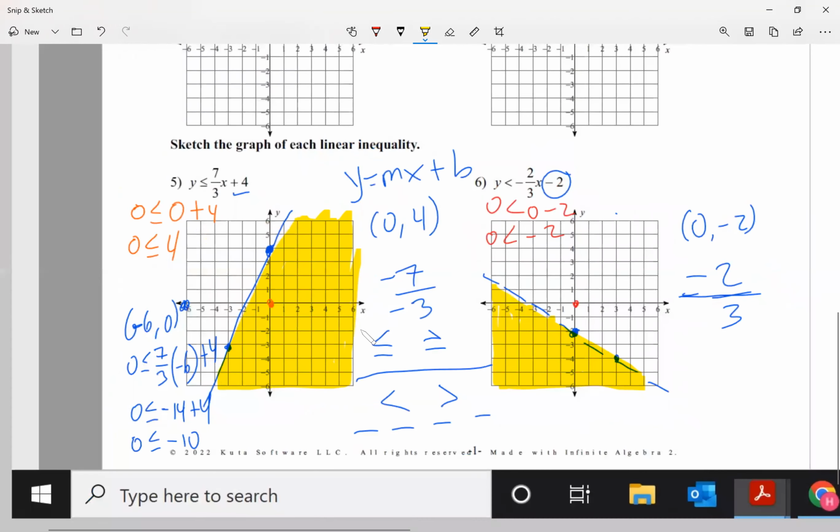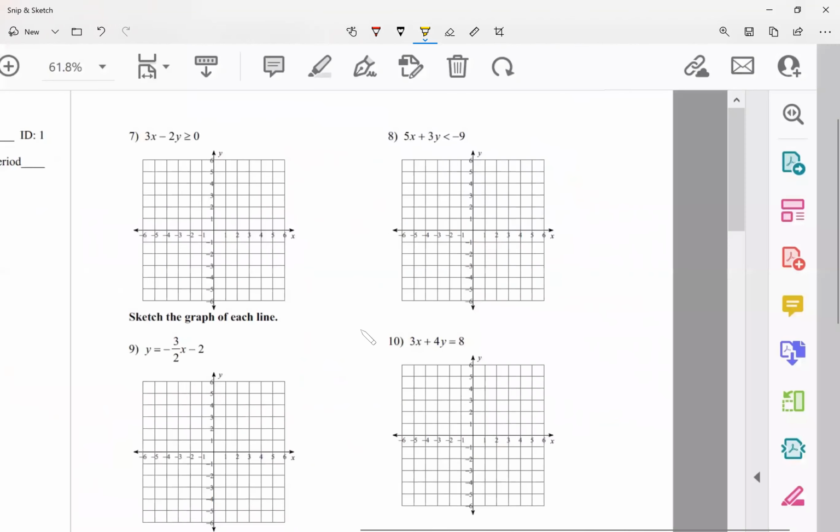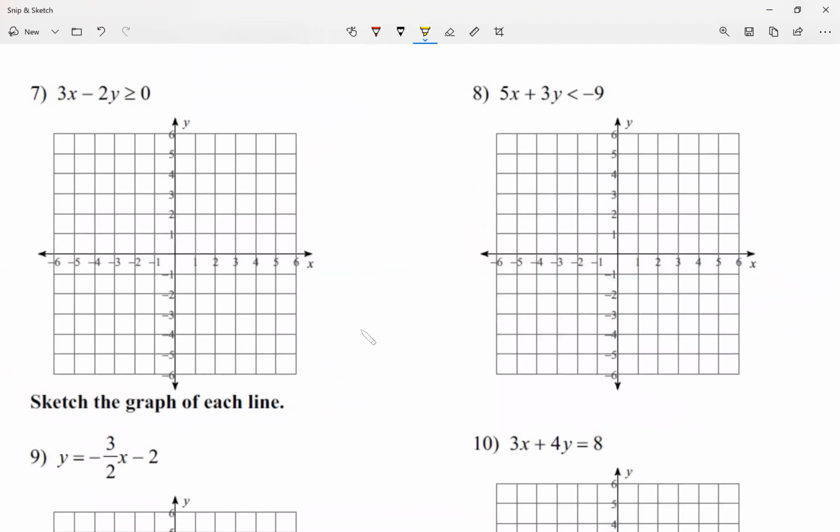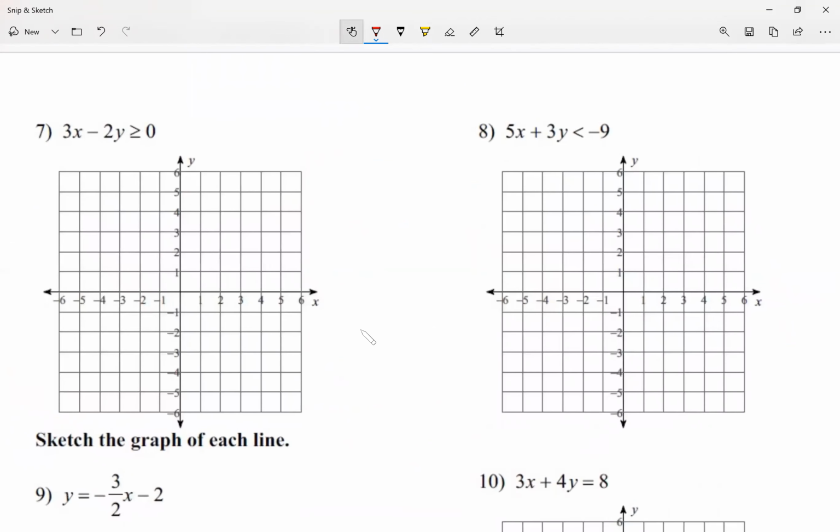Let's take a look at questions 7 and 8. This is given to us in standard form. Okay, so let's find 2 points to begin with. What if x is equal to 0? So I'm going to ignore the whole x term. -2 times y is equal to 0, so y is 0.